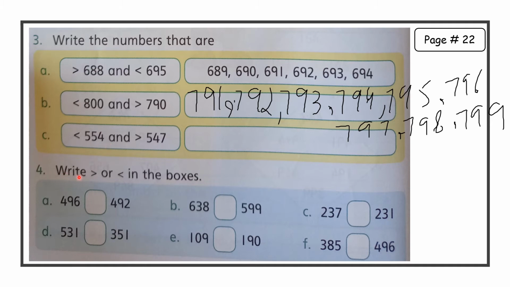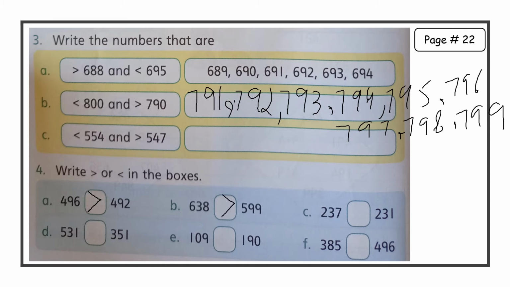In the next question you just have to put this or this symbol in these boxes. Okay, which one is less here, 596 or 492? 596 is greater than 492, so we'll use the greater than symbol, which is this one. Okay, the next one: is 638 less than or greater than 500? It's greater. Again we will use the greater than symbol.